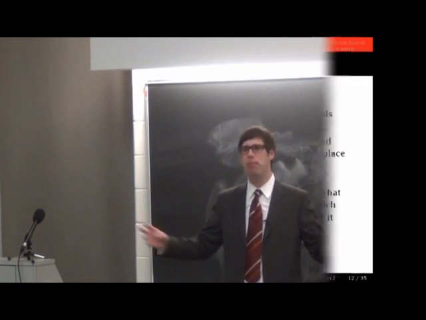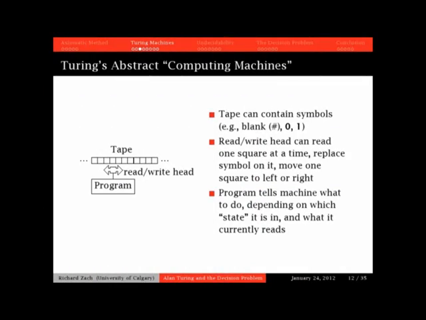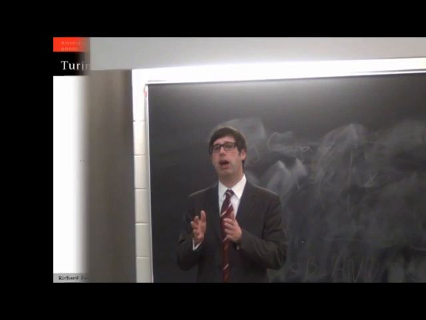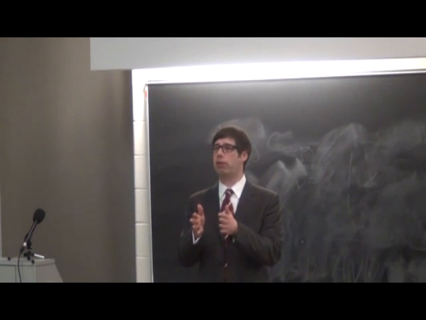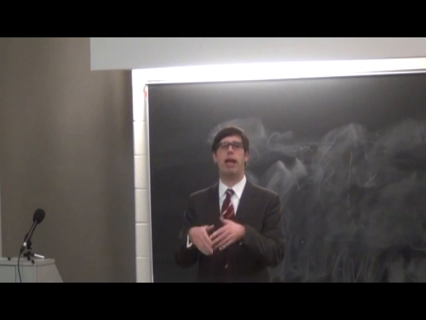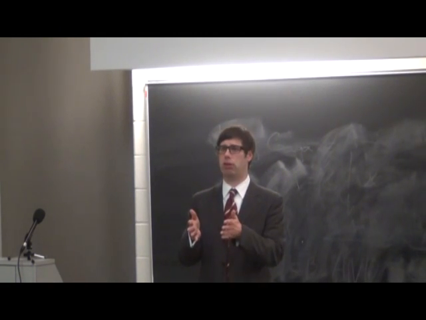imagining an infinite tape. And this infinite tape has a read-write head attached to it. The tape is divided into squares, and the read-write head is always looking at one of these squares. And it can tell which of a finite number of symbols is written on the square that it's looking at. And it can also change the symbol that's on the tape.